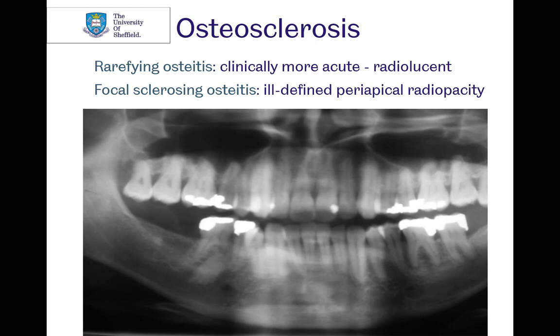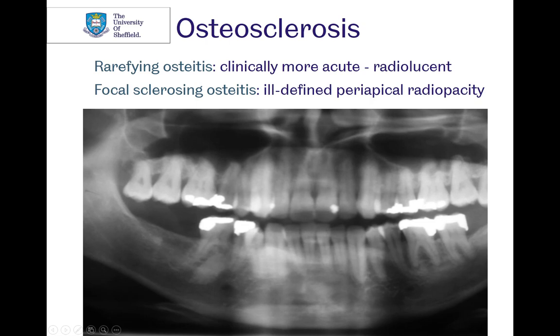Now these terms that are used, which maybe are not used very often, but you'll find them there in the books, are rarefying osteitis, which really means that there is a little bit of radiolucency associated with it. We've talked a little bit about that in terms of the increase in the periodontal ligament space as you get periapical periodontitis. But really what I wanted to show this picture for was for the other condition, which is called focal sclerosing osteitis. And you can see it in the radiograph here.